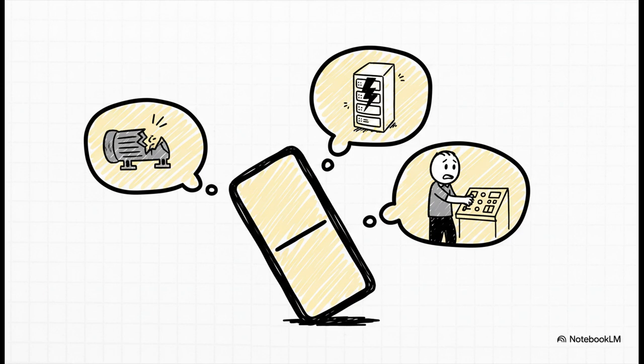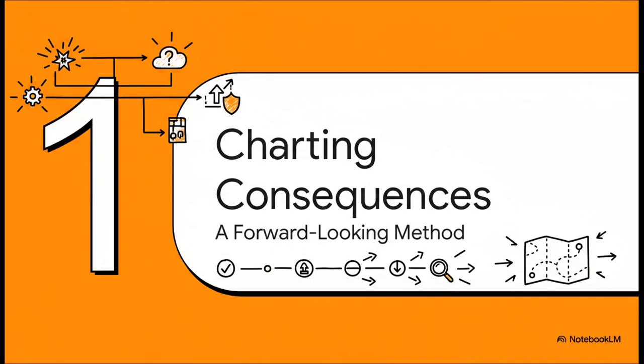It could be something like a pump that just stops in a chemical plant, or a sudden power surge hitting a data center, or heck, even a simple human error, someone pushing the wrong button. These are the sparks, the first dominoes to fall. The real challenge, the whole point of this, is mapping out everything, and I mean everything, that could possibly happen next.